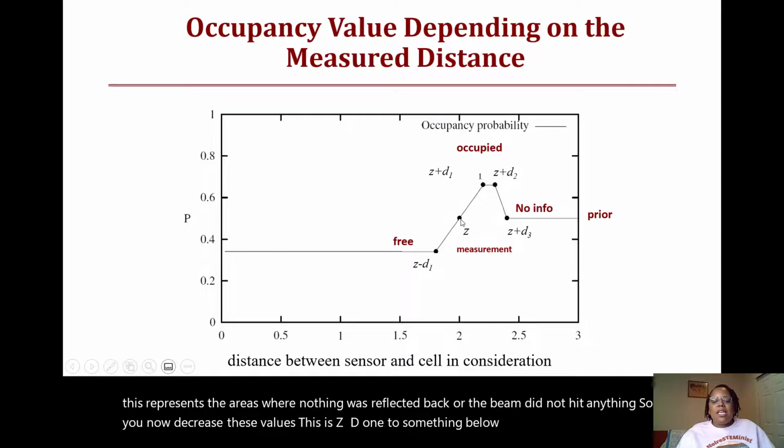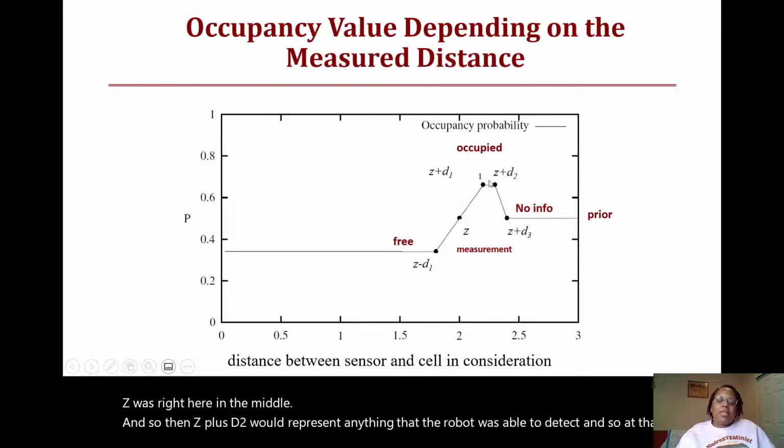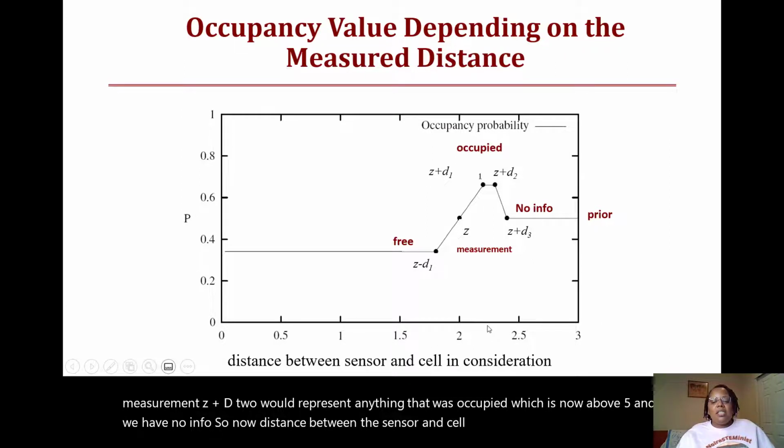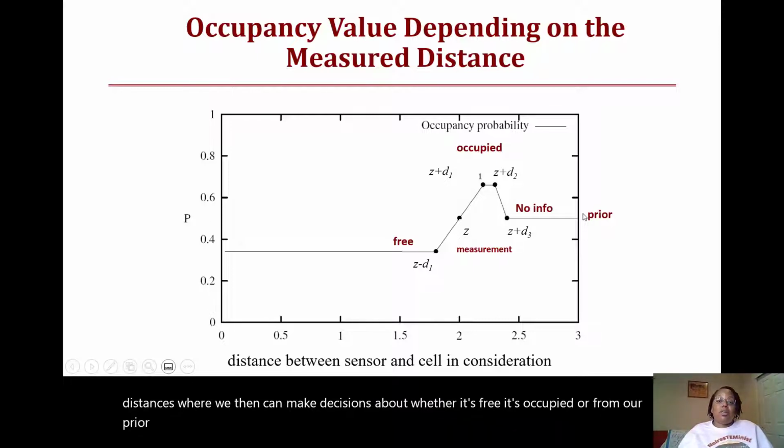Then the measurement Z was right here in the middle. And so then Z plus D2 would represent anything that the robot was able to detect. And so at that measurement, Z plus D2 would represent anything that was occupied, which is now above 0.5. And we have no info. So now distance between the sensor and cell in consideration are all these distances where we then can make decisions about whether it's free, it's occupied, or from our prior belief, it's still 0.5, which means we really just don't know.